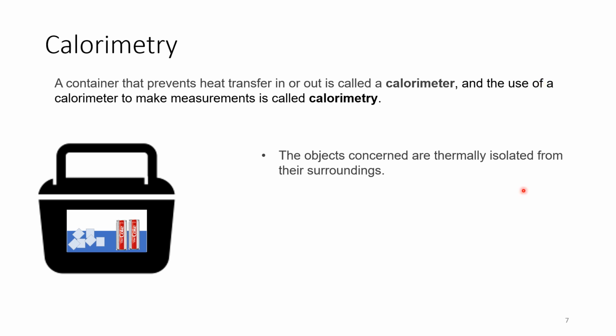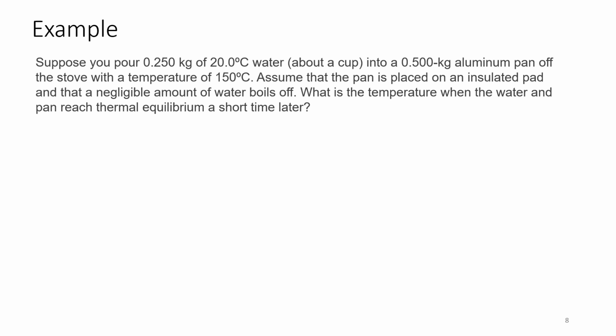Since there is no heat transfer in or out of the calorimeter, if we have cold objects such as ice cubes and hot objects such as the Coke inside the calorimeter, due to conservation of energy, the heat given by the hot objects plus the heat absorbed by the cold objects should be 0. Let's look at this example together.